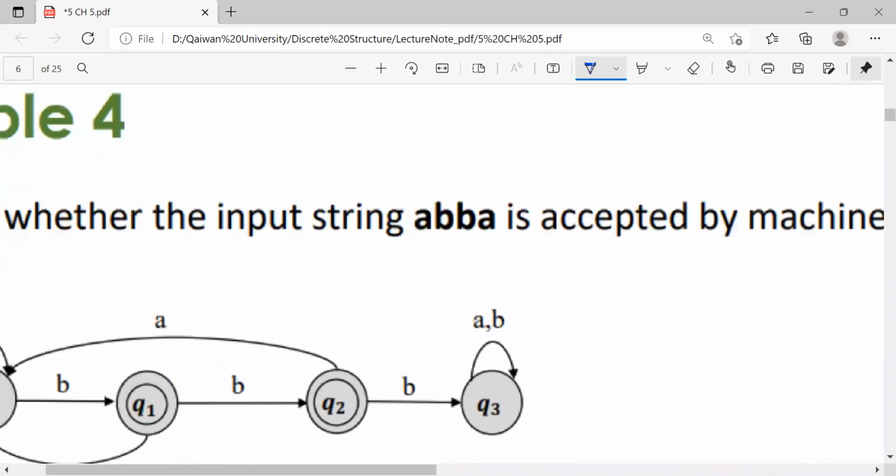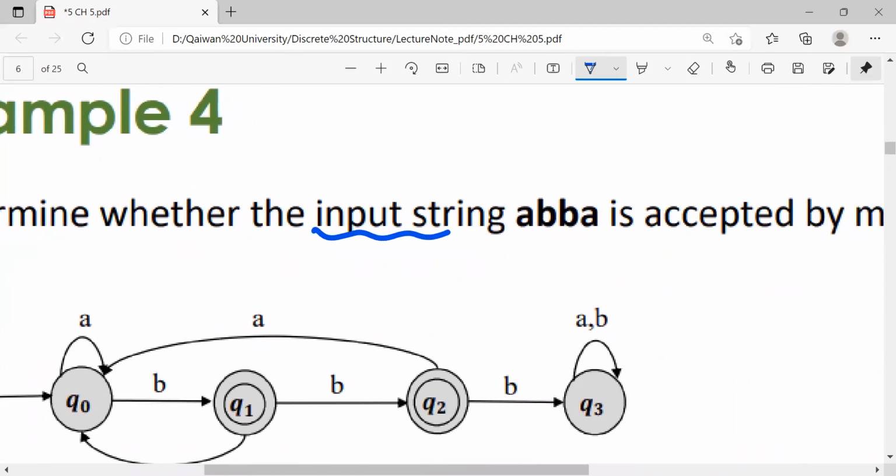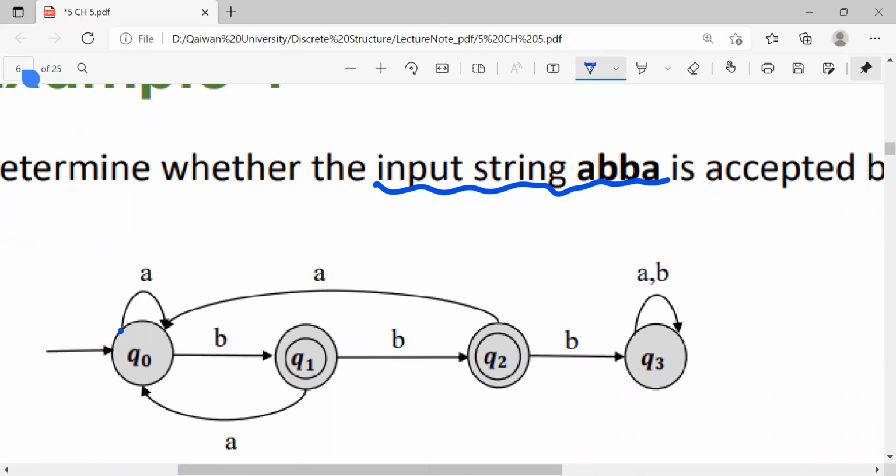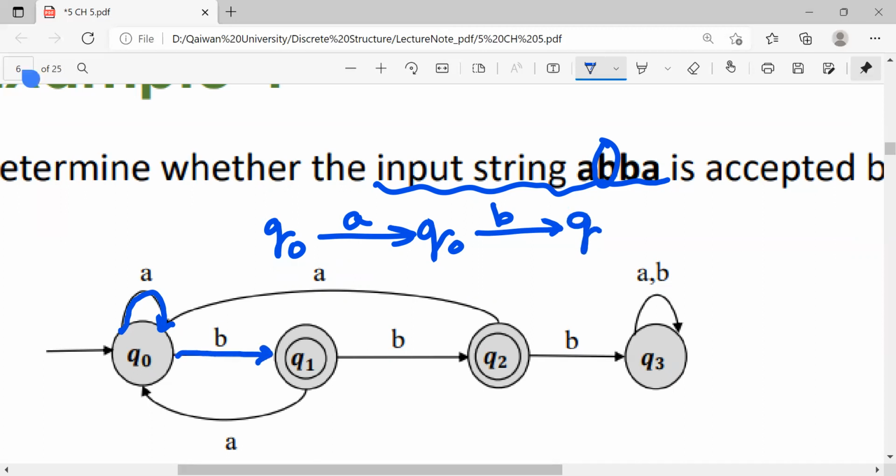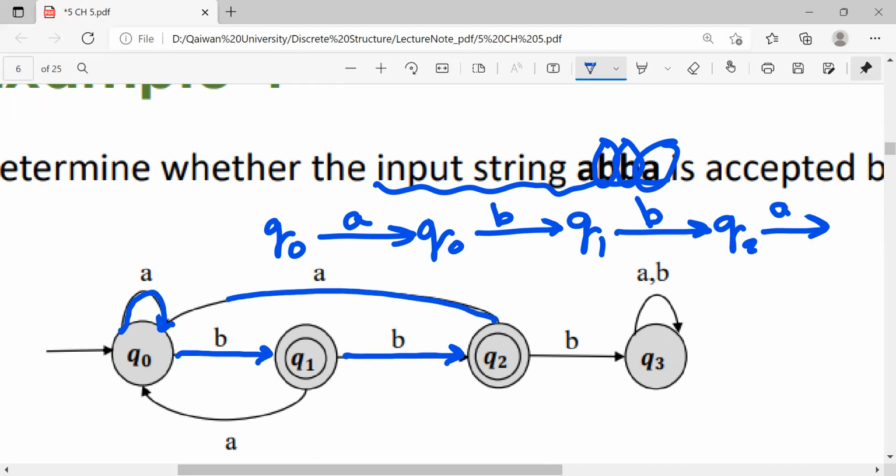For this example, we have given A double B A. It says, is this input stream accepted by this graph or not? Let's see. We always start from Q naught. Q naught with A turns to itself. Then the second one is B. Q naught on B goes to Q1. Then we have B again. Q1 on B goes to Q2. Then A, Q2 on A goes to Q0.